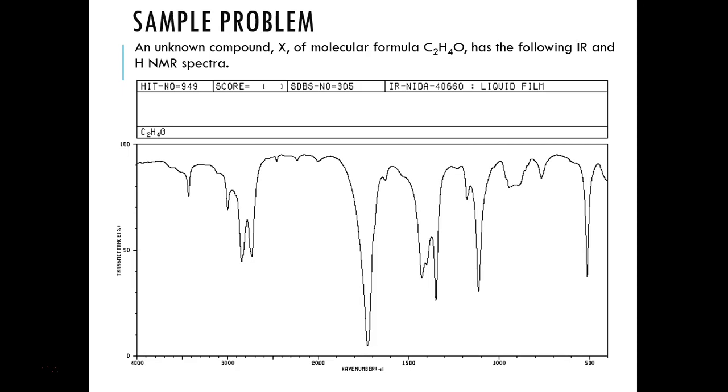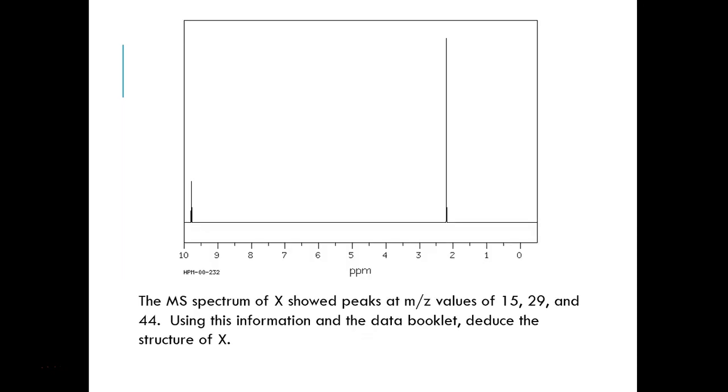Okay, let's look at a sample problem. We have an unknown compound X with molecular formula C2H4O and it has the following IR and NMR spectra. So this is the IR spectrum, and this is the NMR. It looks really, really simple. And we also know that the mass spec shows peaks at mass to charge ratios of 15, 29, and 44. So we're going to use all this information in the data booklet to deduce the structure of X.